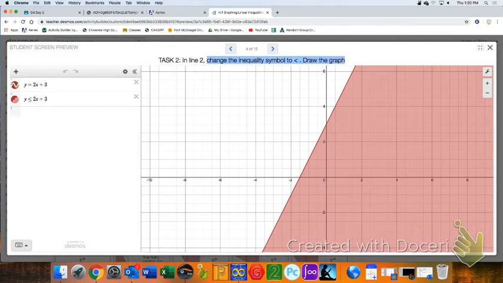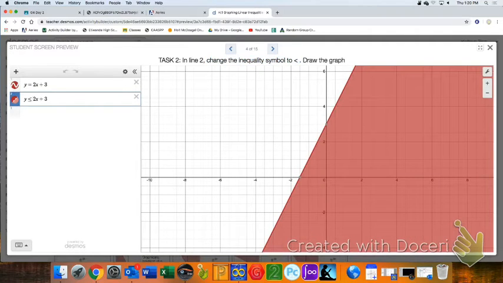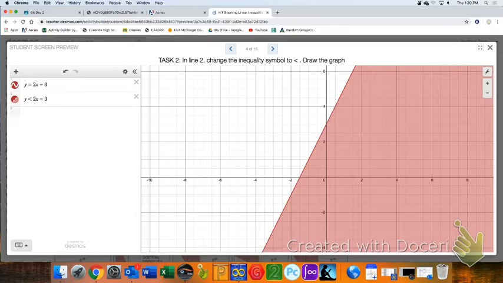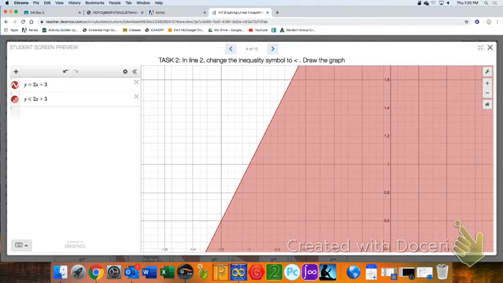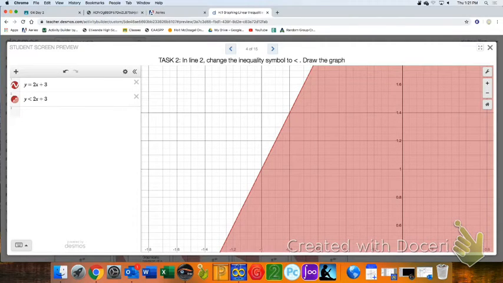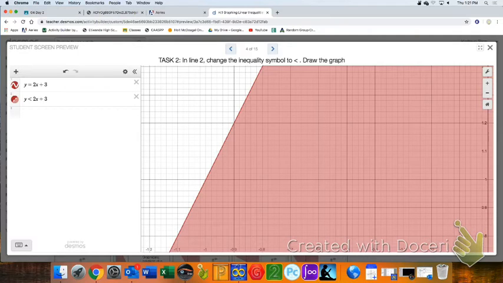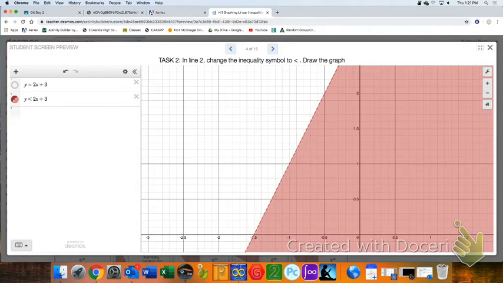Change the inequality symbol to what? Just less than, which means I have to do what here? Take the equal sign off. What does that do? If I zoom in a little bit, it's really hard to tell, but I know why it's hard to tell. Let me show you something. Click this one off, the original line. Click the red part next to it, or blue, whatever color yours is. Click that off so that you are only seeing the second line being graphed, not the first one.